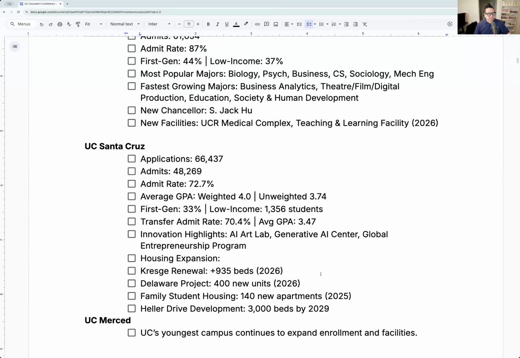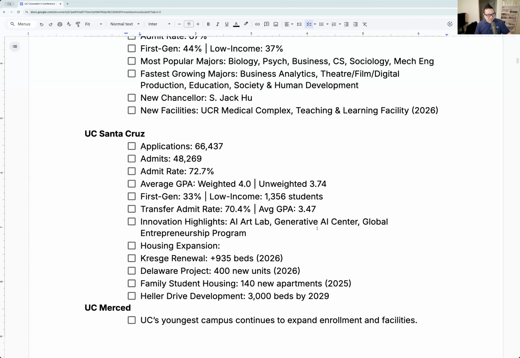Santa Cruz, 72% admit rate. Santa Cruz is awesome. It's located in a forest as well too. They are increasing housing, right? They are increasing housing as well too. They are almost like the AI hub for now. A lot of UCs, if you notice, they're building a lot of AI tools for the UC system at UC Santa Cruz as well too. So they're building a bunch of new housing. So expect this to go up in a few years.